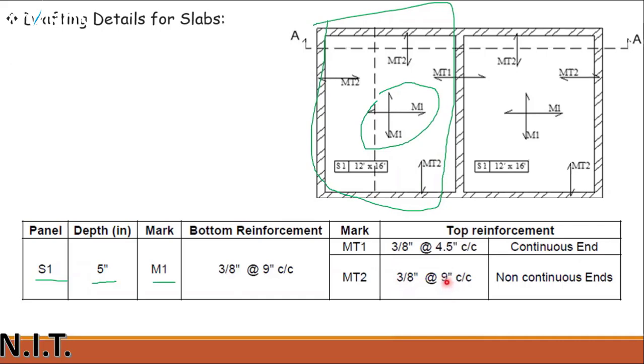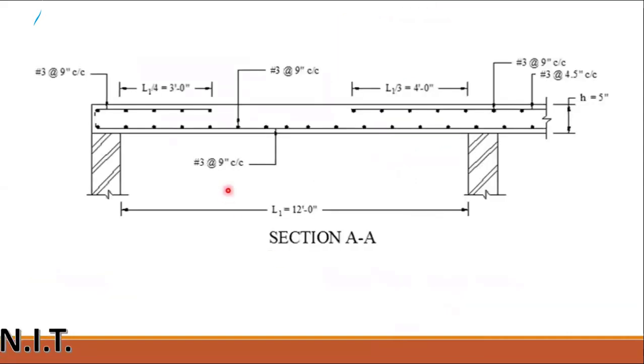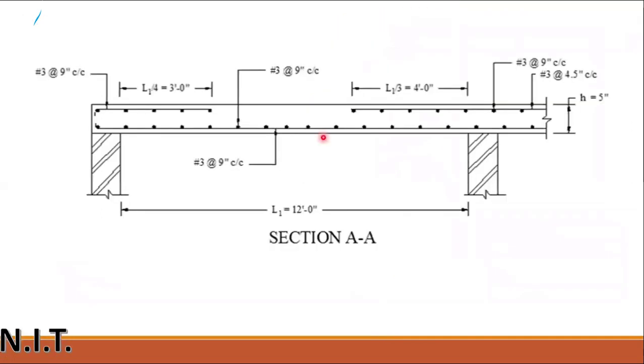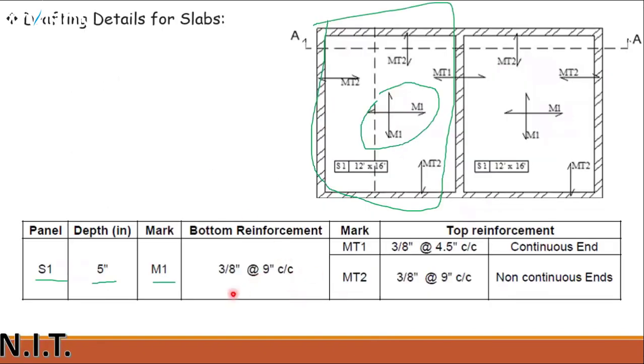By using these values, you can draw this diagram. This is the diagram of the cross-sectional area. We have cut this area from this position. You can see this is A, meaning section A is cut from here for this slab. The length of this slab in this direction is equal to 12 feet.